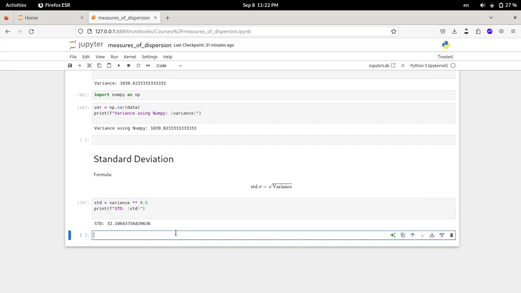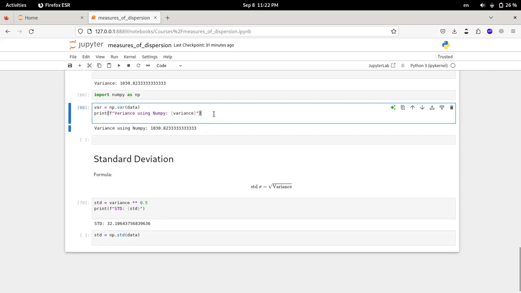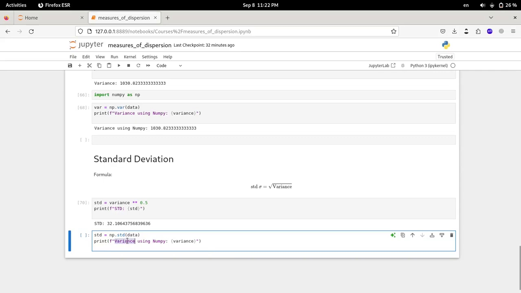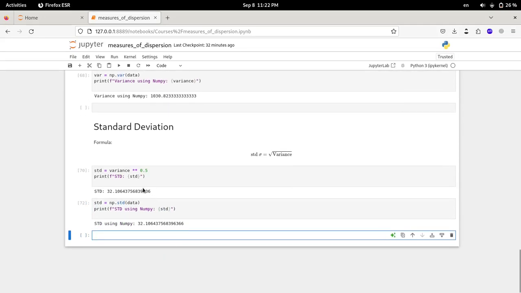And if we want to recheck again using numpy, we can use the np.std function. So we get the same thing.